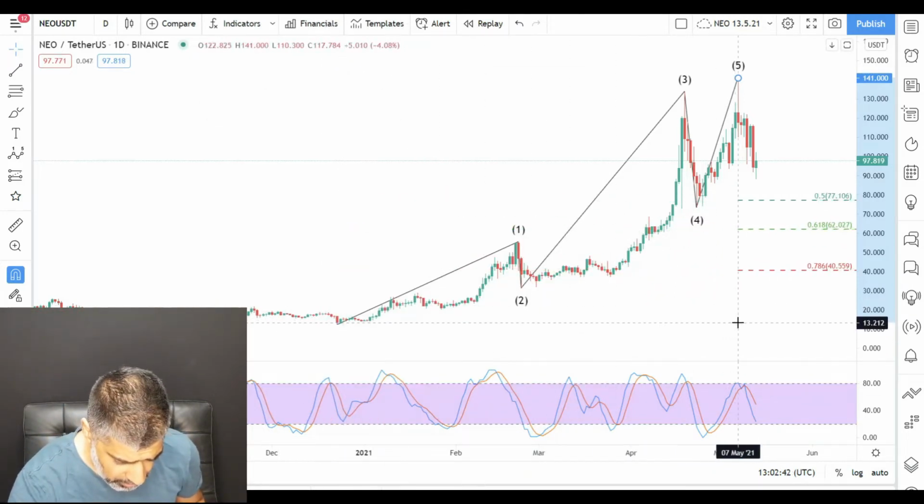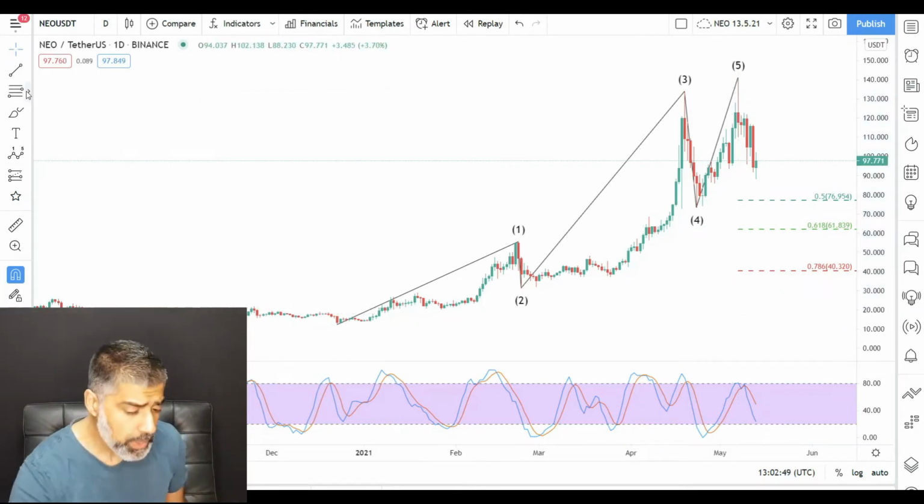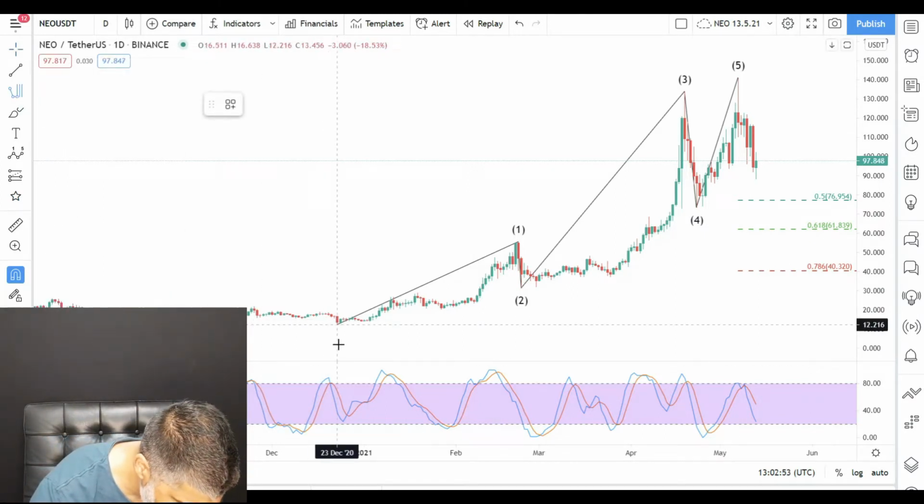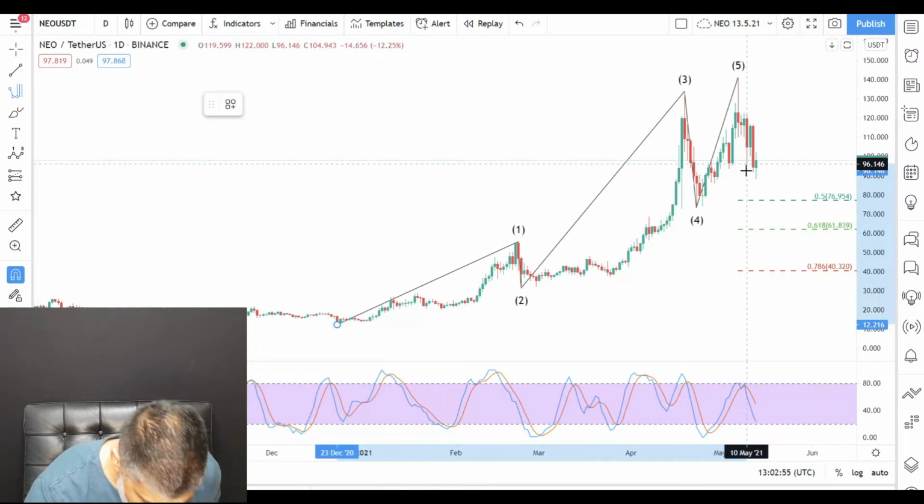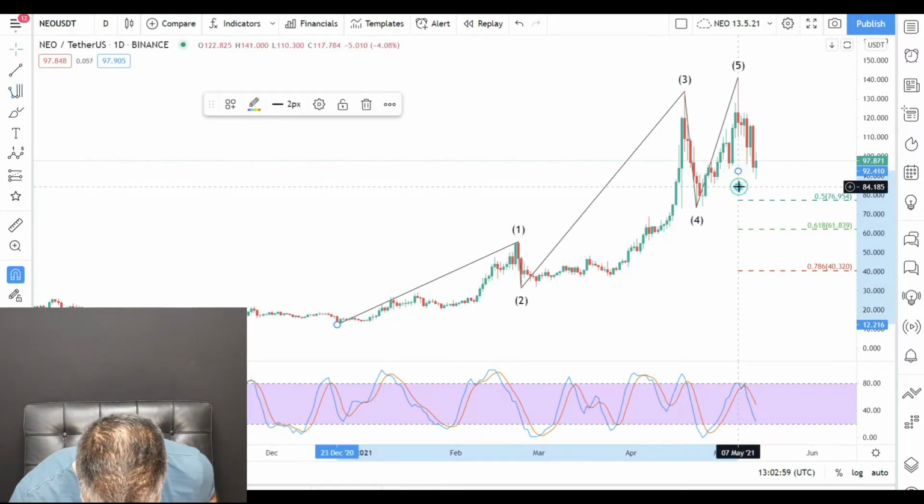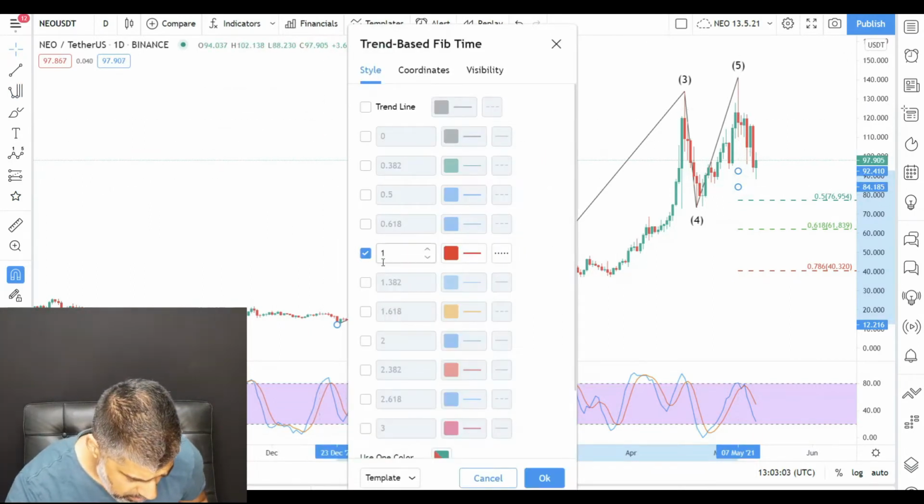I'm going to move this to the right so we can keep it nice and clean. Love my charts to be clean. And then we're going to do a time analysis. How long does a typical correction take? We measure from the low to the high. It typically takes a minimum of 50% of the time, and that might be a long time.